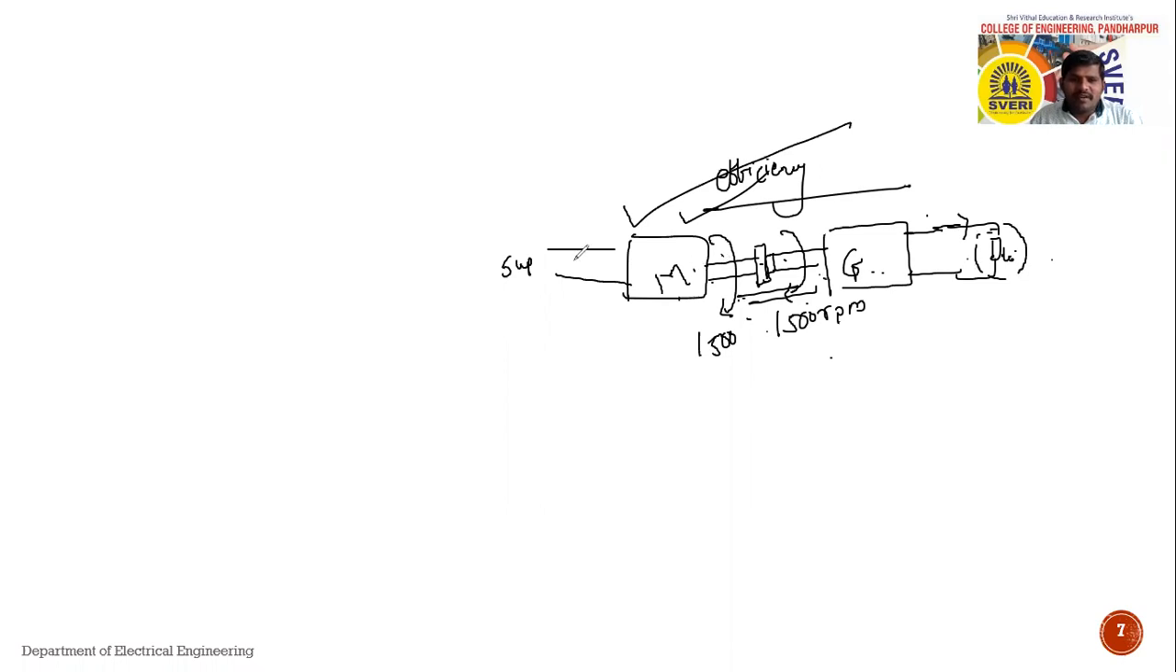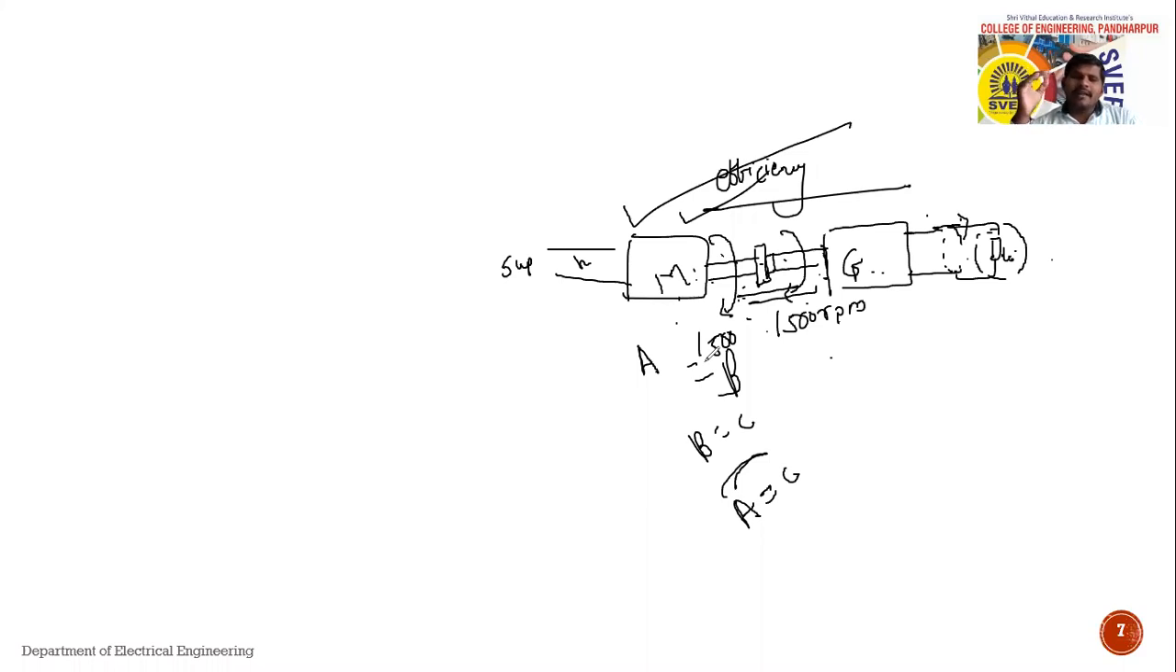That means if the supply changes, the motor output will change. If the output of the machine changes, the generator input will change. If the generator input changes, then the output of the generator will change. That means we are testing this machine indirectly. As we know from the zeroth law, if A equals B and B equals C, indirectly we can say that A equals C.